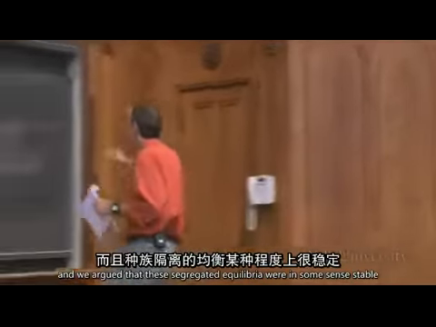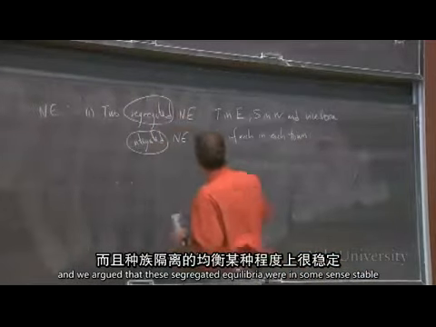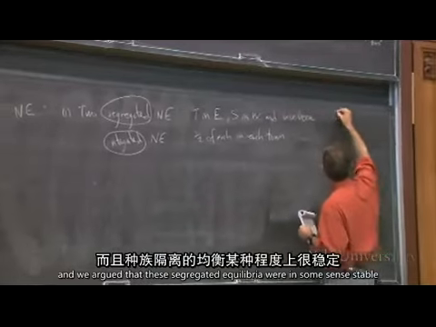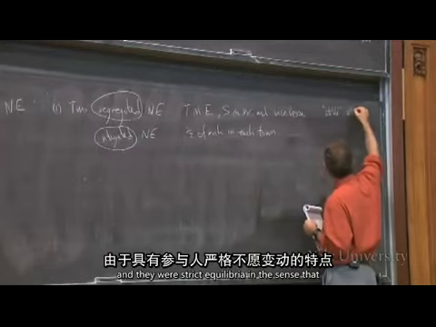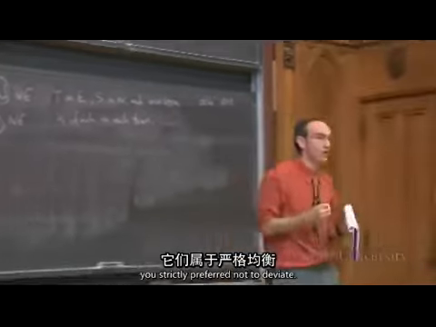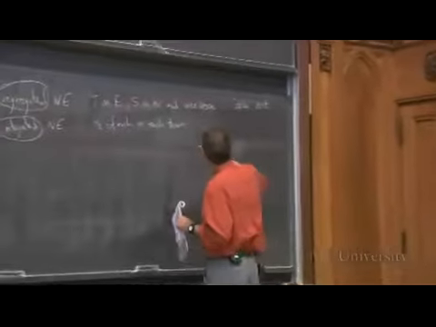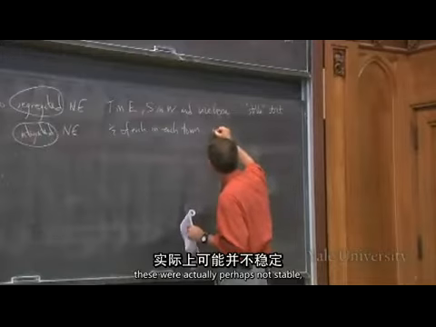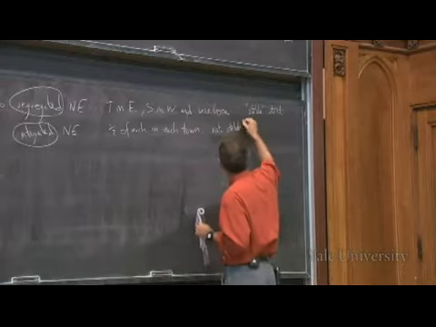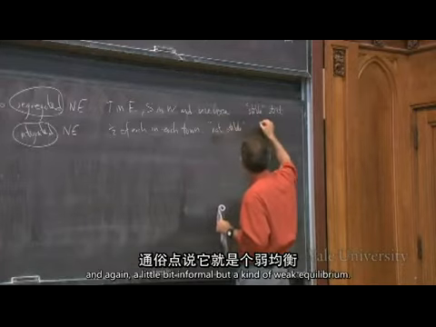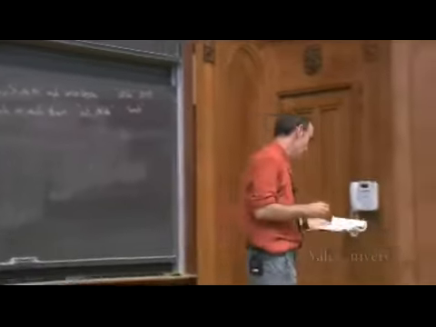And we argued that these segregated equilibria were in some sense stable, and they were strict equilibria in the sense that you strictly preferred not to deviate. Whereas these integrated equilibria, these were actually perhaps not stable, and again, I'm not being formal here, so I have to be careful, put it in inverted commas. And again, a little bit informal, they're kind of weak equilibria.